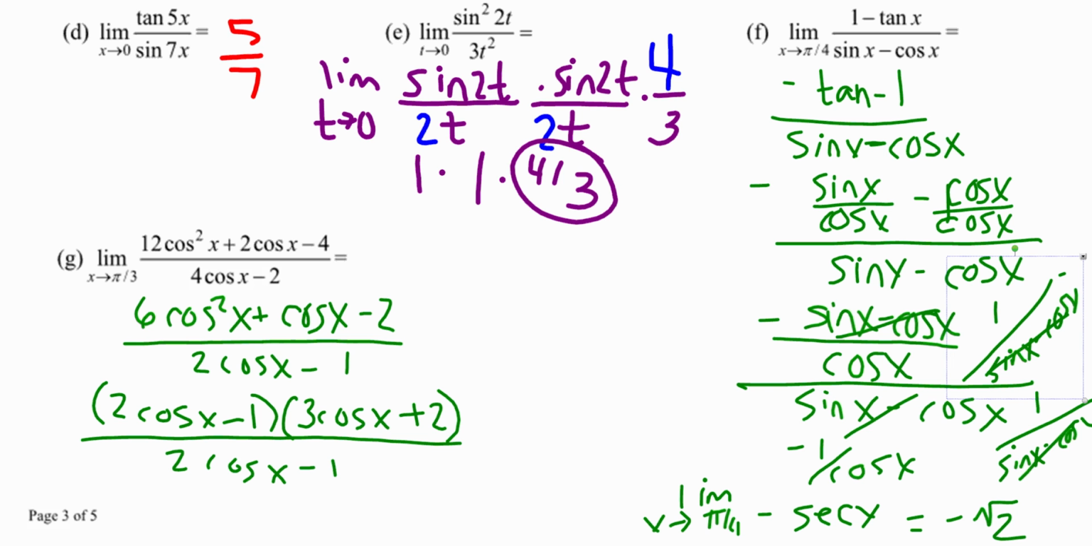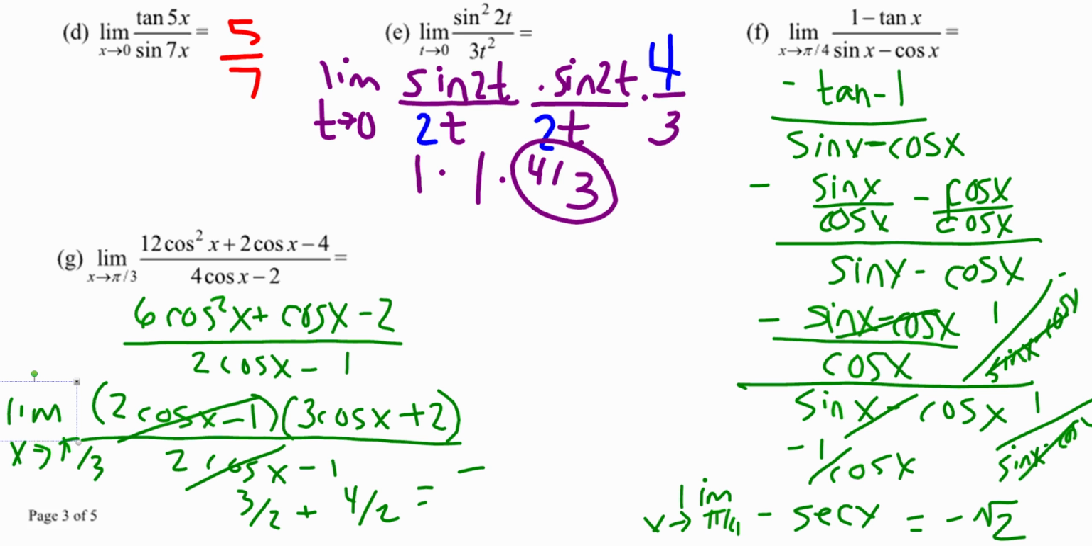All right. So here, these cancel out. Beautiful. Now what's the limit as x approaches pi over 3? Cosine of 1/3 pi. That would be 1/2. 3 times 1/2, 3 halves plus 2. So let's see, 3 halves plus 4 halves is 7 halves, or 3.5, either way.